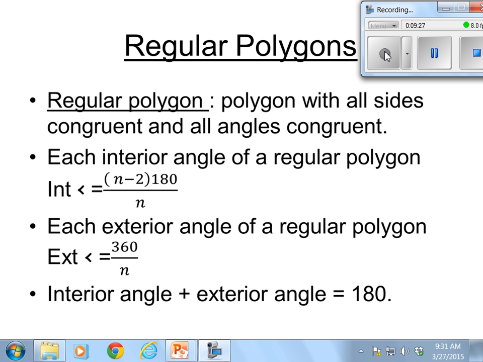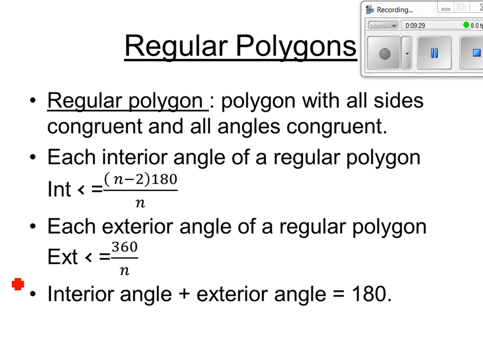All right, this is each interior angle and each exterior angle. So you're finding each angle separately.